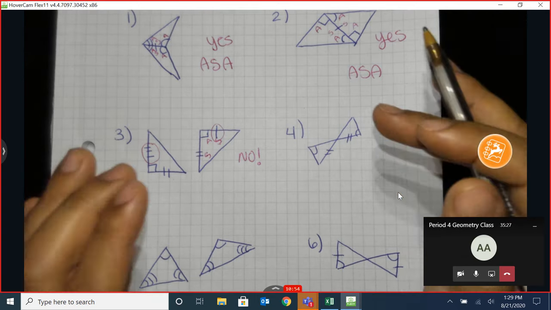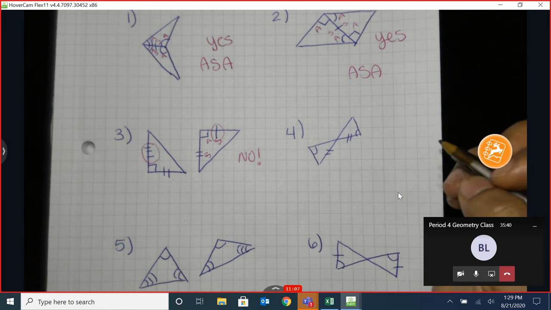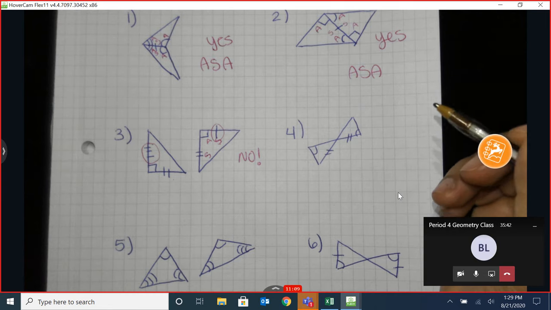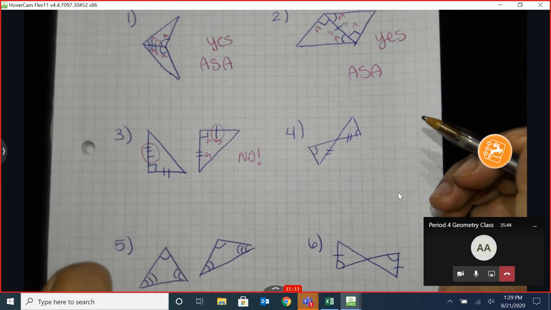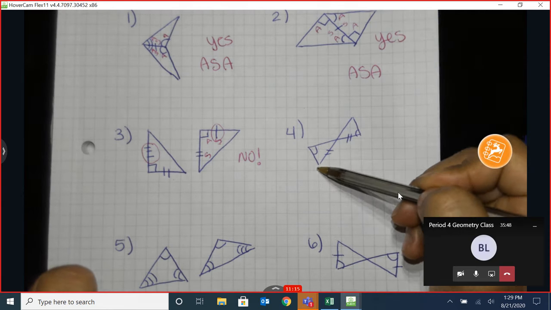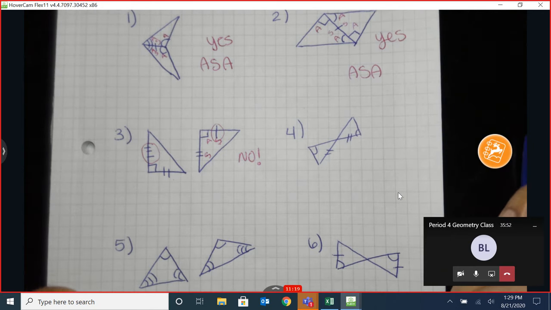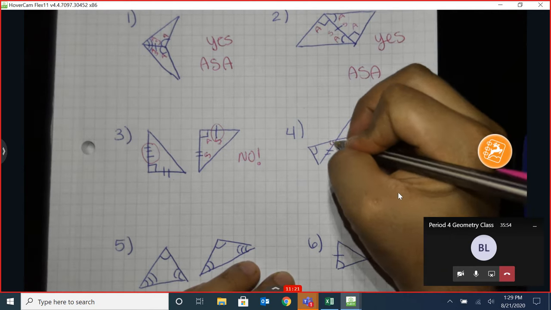Here, for number four, yesterday I told you guys that I could label something on here because if I separate them, they share something. What is it that they share? Anyone remember from yesterday's lesson? The angle. Yeah, what angle? Is it the ones from here, or is it the ones in the middle? The one in the middle. Yep, the ones in the middle.